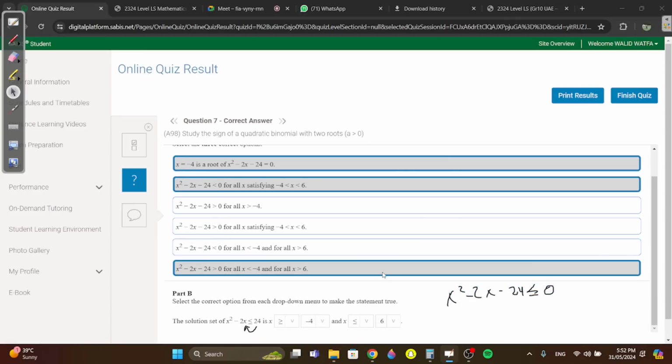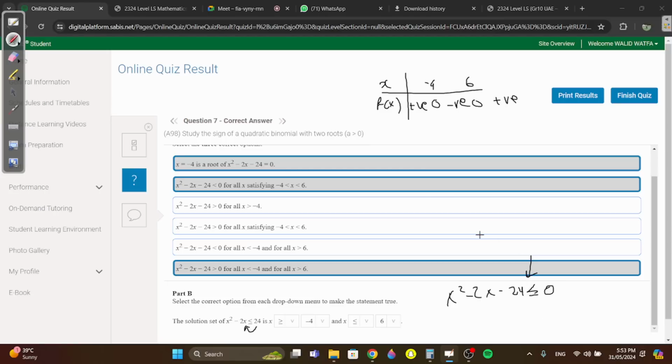Oh, I think I deleted it. Let me rewrite it. It was x, f of x, and I had minus 4 and I had 6 and 0, 0, on negative, on positive, positive. Okay, when is it less than or equal to 0?